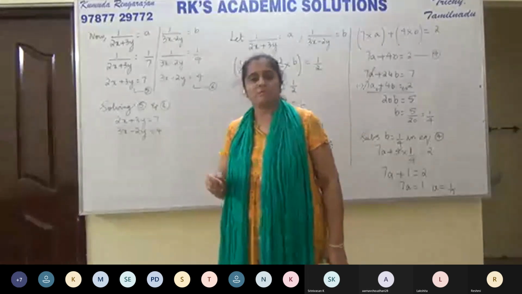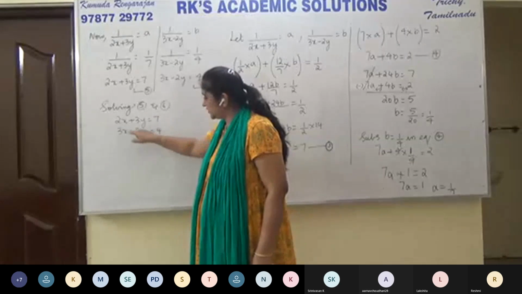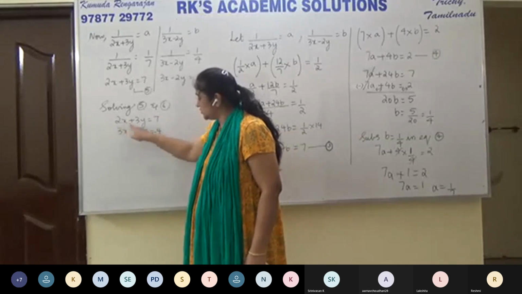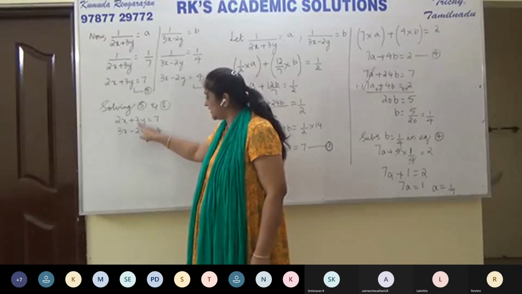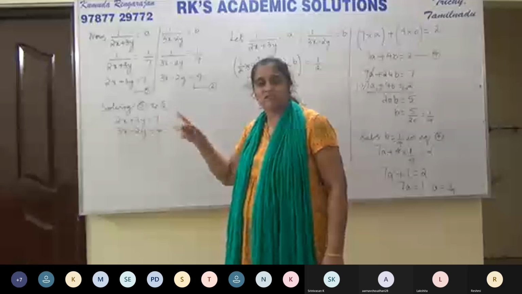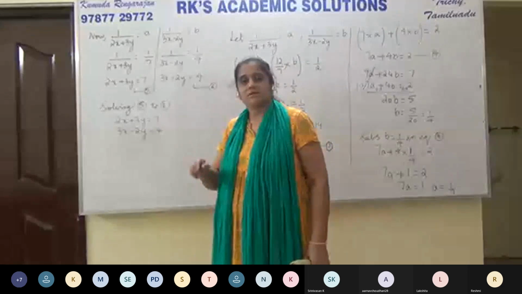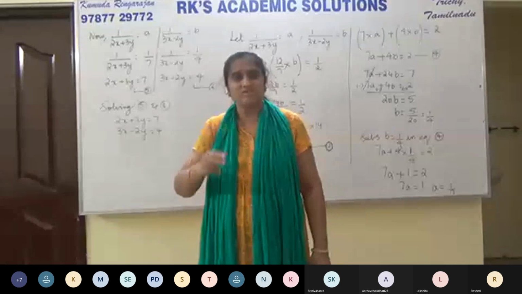We learned about the special method in the earlier class. Now, in these two equations, you can see that the coefficient of x here is 2, the coefficient of y here is 3, and here x is 3. The coefficients in both the equations are exchanged. So you can use that special method. But it's not compulsory that you must use that method.